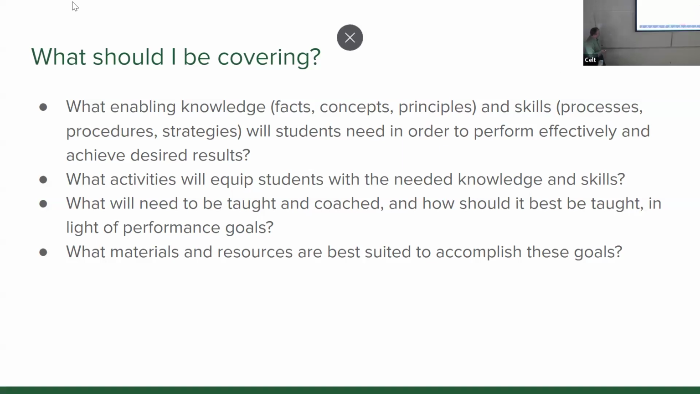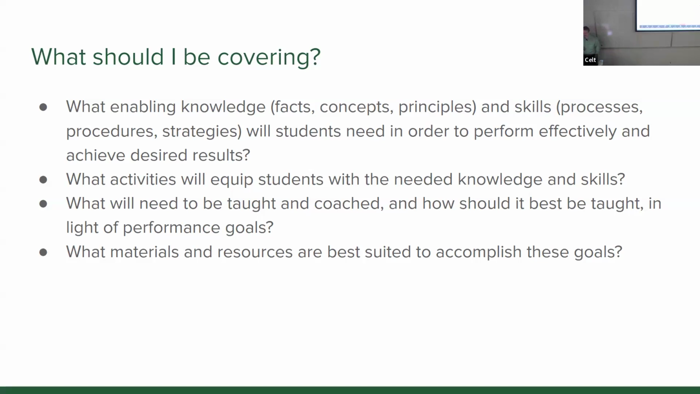And following that, what activities, in this case, we're talking about learning activities, which is what we broadly refer to as activities that push knowledge. Which of these activities will equip students with the knowledge and the skills that they need?